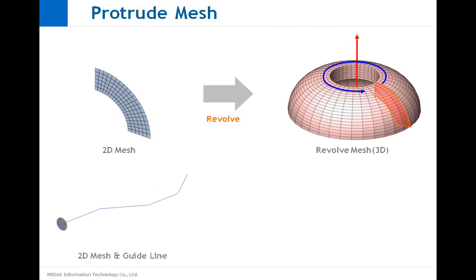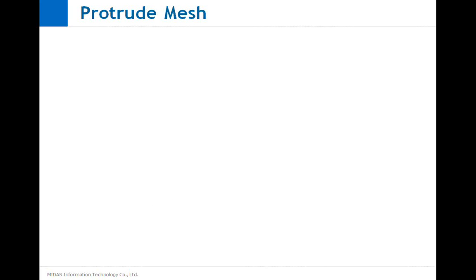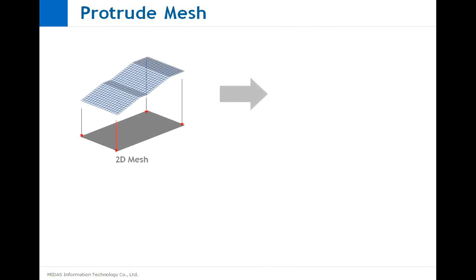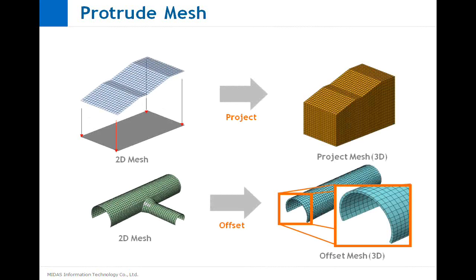Thus in those cases we avoid going into the 3D core modeling. Or we can also protrude a 2D mesh along a guideline to create a 3D mesh. Others in the list are: you can project a 2D mesh on a surface to create a 3D mesh. From a 2D mesh, you can use the offset with the thickness you need to create an offset mesh in 3D.